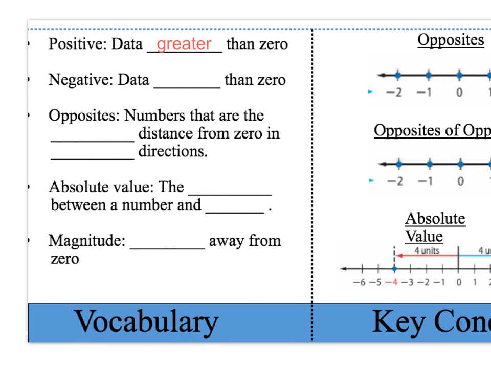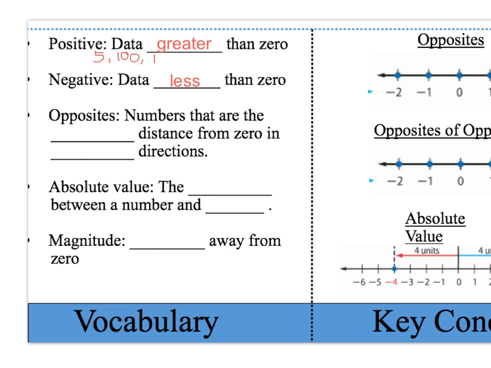Our first vocabulary word is called positive. Positive means data or numbers that are greater than 0. So an example of this would be positive 5, because that's greater than 0. Positive 100, that's greater than 0. 1, which is greater than 0. So these are three examples of positive numbers.